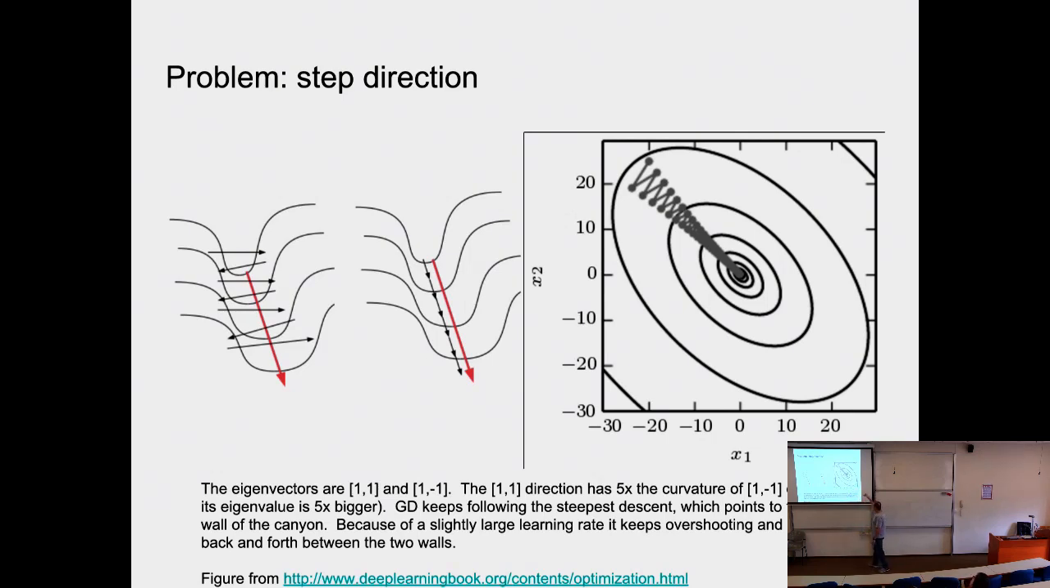So GD, gradient descent, basically takes those steps that are marked up there, which, as you can see, has a slightly large learning rate, so it keeps overshooting and going back and forth. And this is one of the problems that we want to avoid. So this whole picture was to argue that the gradients may not be the directions that we want to move in. Okay? 30 seconds for questions.